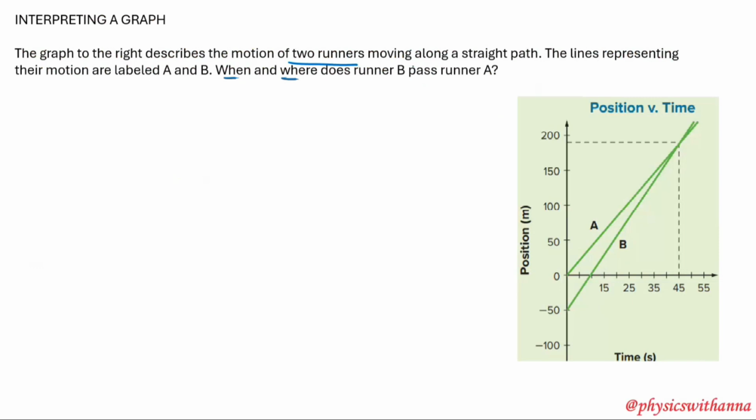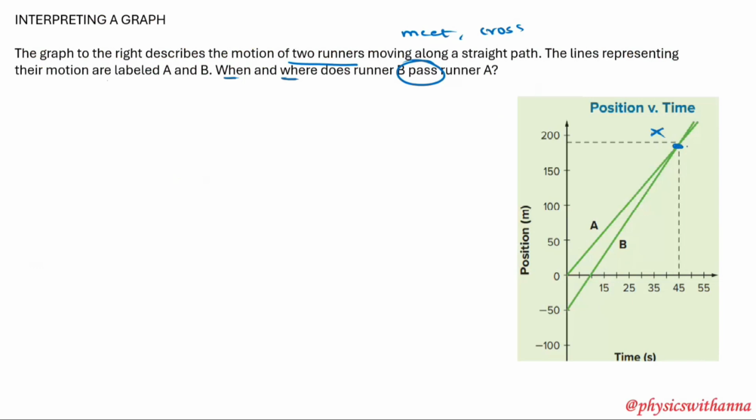So two runners will pass each other, or they will meet each other, or they will cross each other. These are the different keywords that they can use. Wherever the two lines intersect, intersect means wherever the two lines meet or cross each other like this. So we need to find where and when. Where means position value, when means the time value. So when do these two runners meet each other?